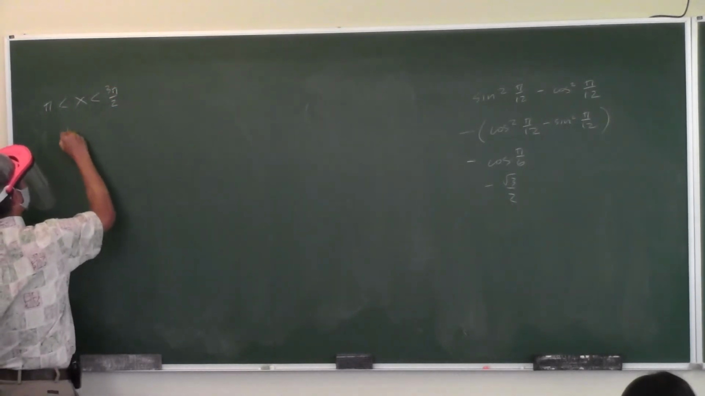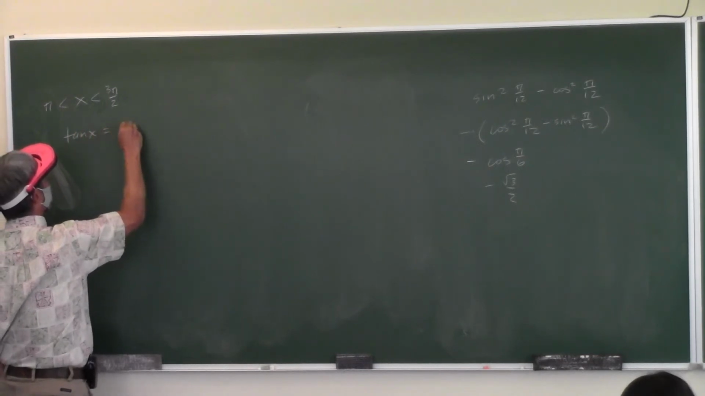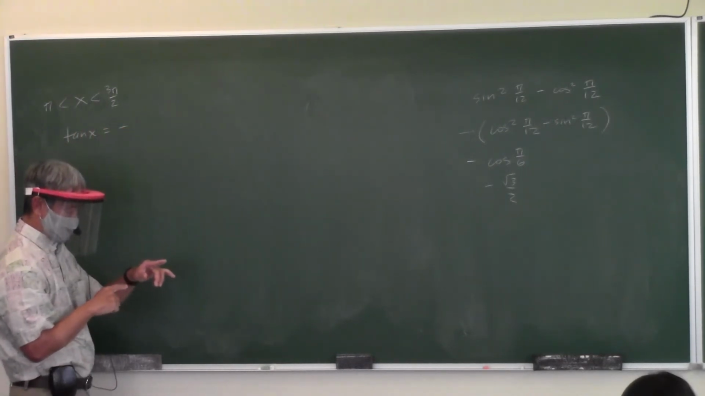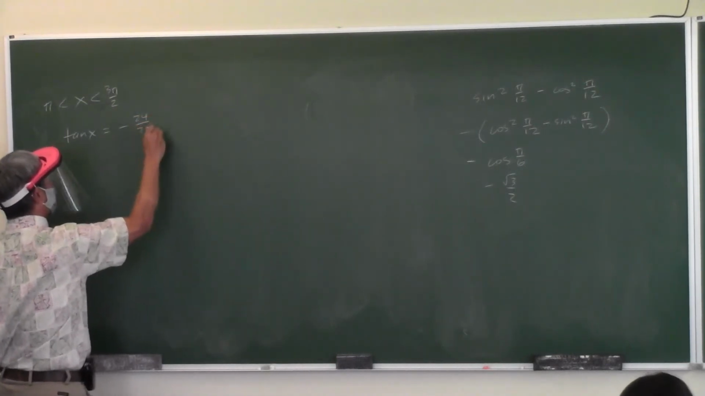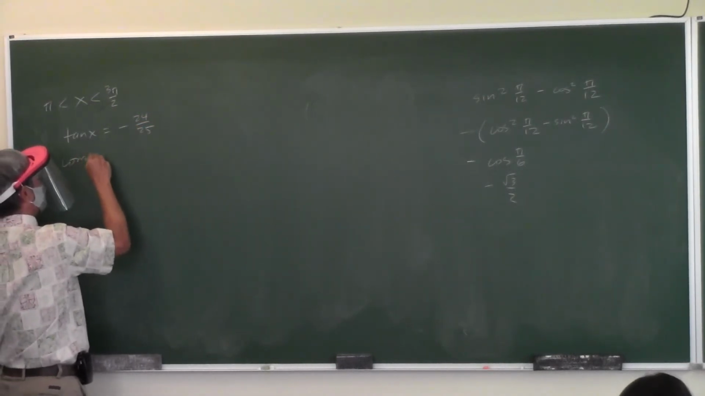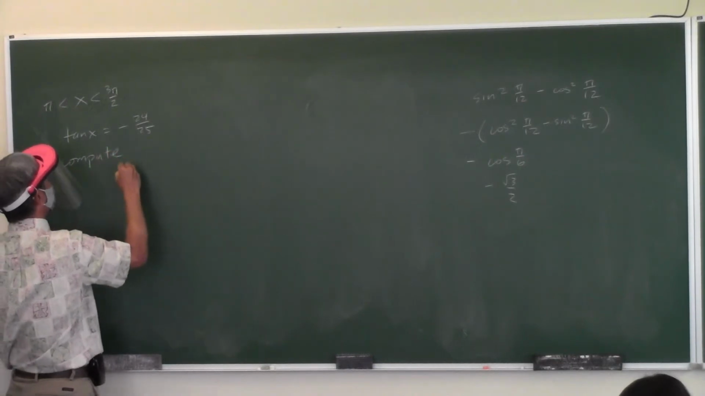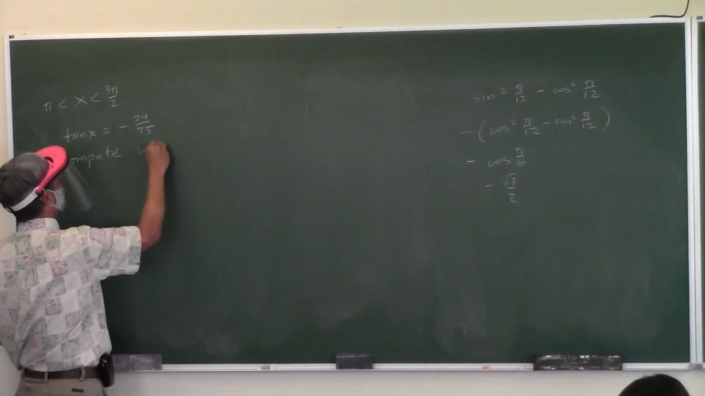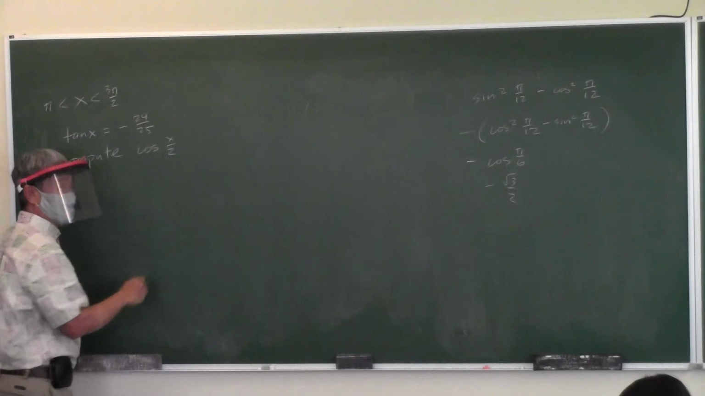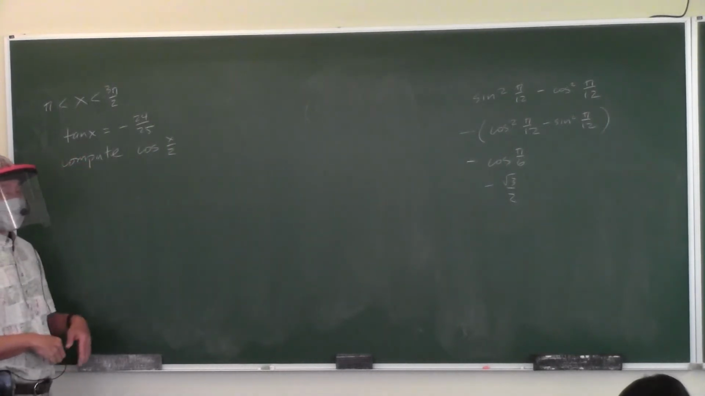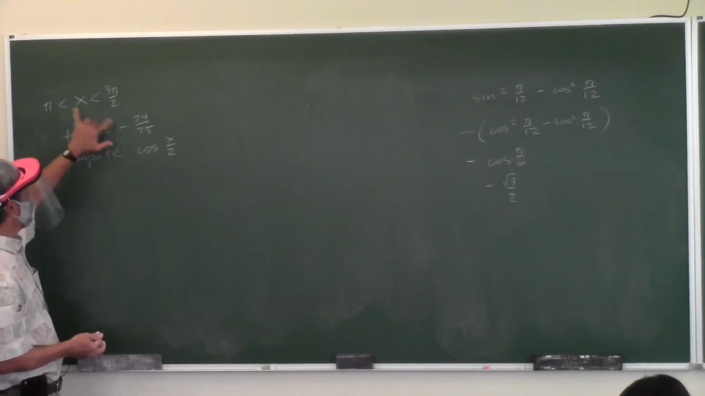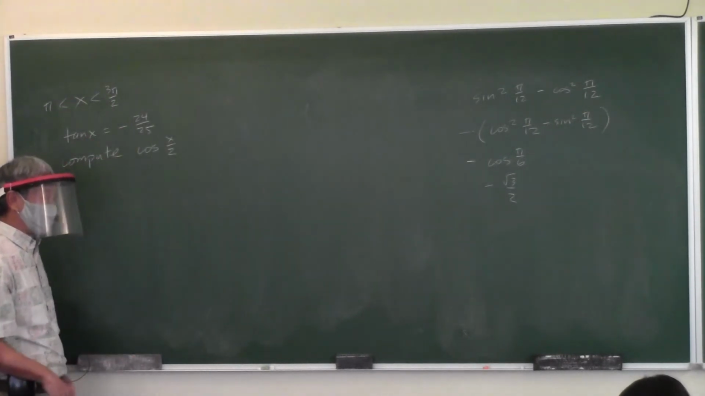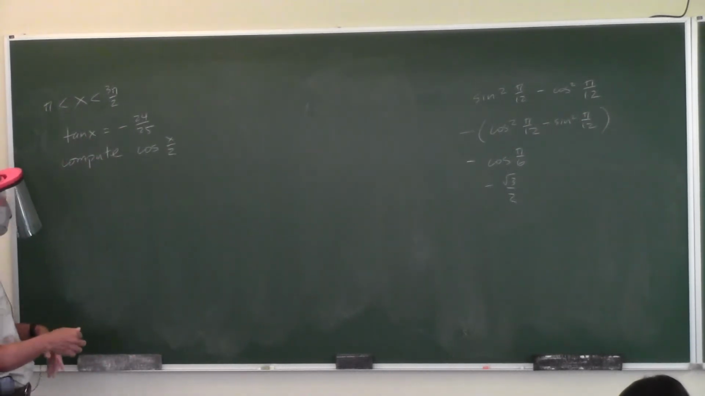And tangent x is equal to negative 24 over 25. Compute, I'm trying to make the problem come out nice. Compute the cosine of x over 2. Okay, you're gonna get problems like this on the quiz, guaranteed. The only things that are gonna change are the numbers and different identity, but you do it the same way.